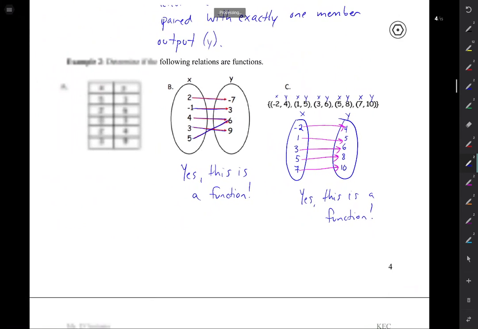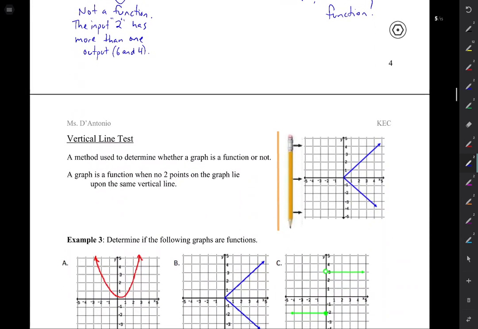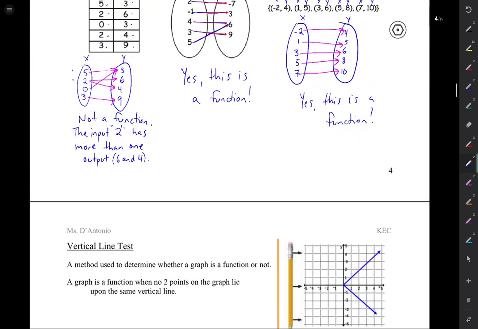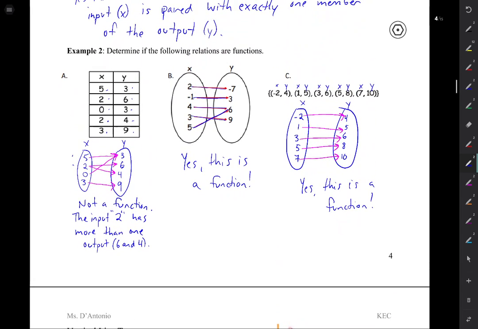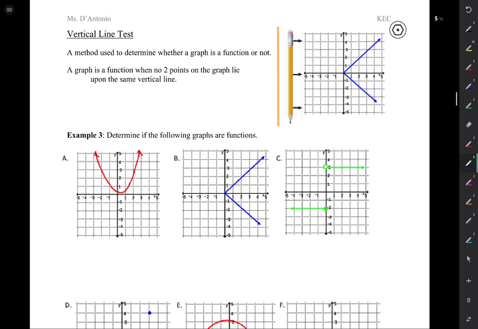Now, the last thing we're going to look at is how to tell if a relation is a function given the graph of the relation. You'll notice in the above example, we weren't given the graph, we were given every other option. So we were given the table, the arrow diagram, and then the set of ordered pairs. But now in all these examples, they're giving us the graph.